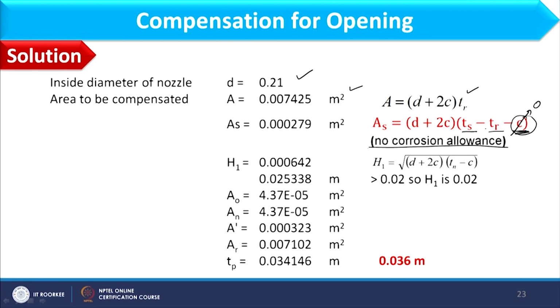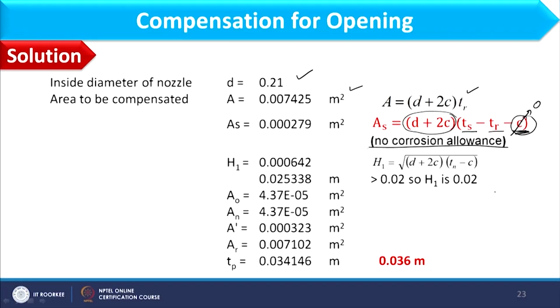So D plus 2C into TS minus TR, considering that we can find AS as 0.000279. However, we have considered C over here as well as here, because that C corresponds to the corrosion available in the nozzle. So in the nozzle we have used the corrosion, but in the shell we have not used the corrosion. Therefore, additional material in the shell will be calculated while neglecting corrosion allowance.